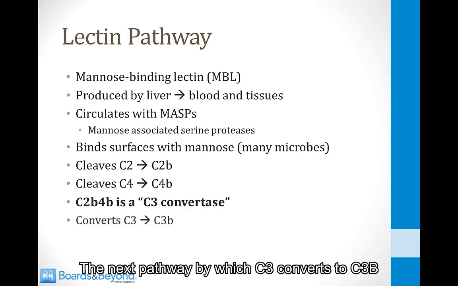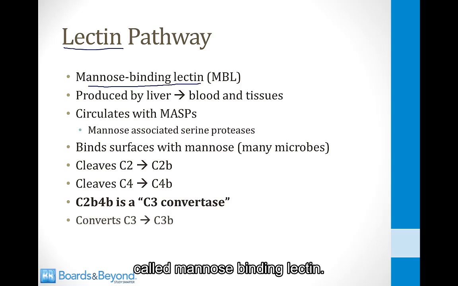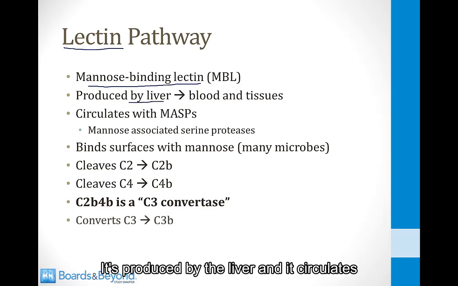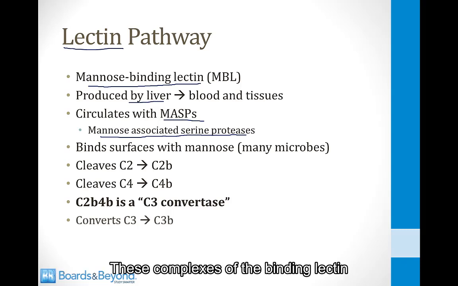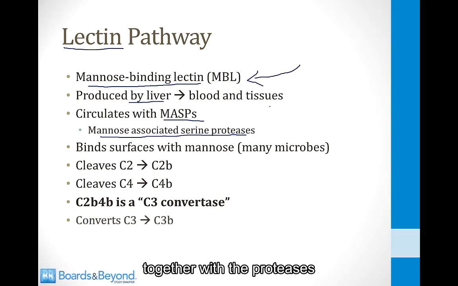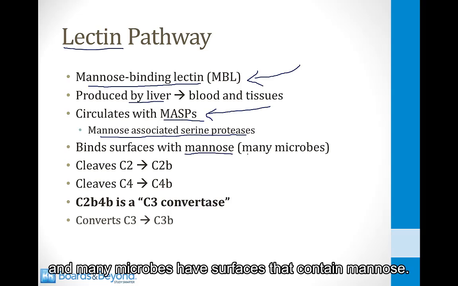The next pathway by which C3 converts to C3b is called the lectin pathway. There is a molecule that circulates in blood and tissues called mannose-binding lectin. It's produced by the liver, and it circulates together with proteases called mannose-associated serine proteases, or MASPs. These complexes of the binding lectin together with the proteases can bind to surfaces that contain mannose, and many microbes have surfaces that contain mannose.